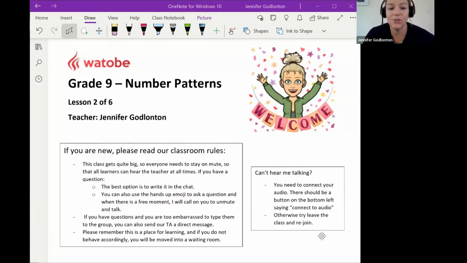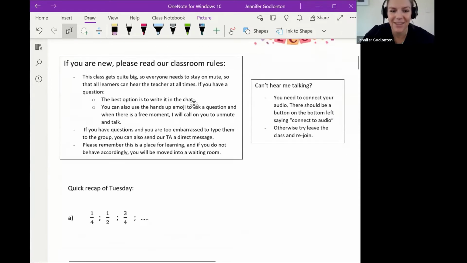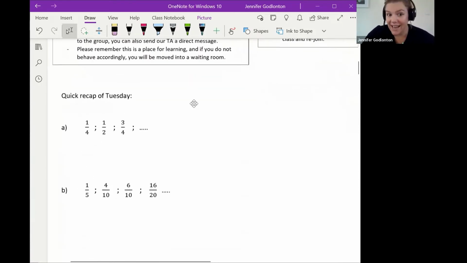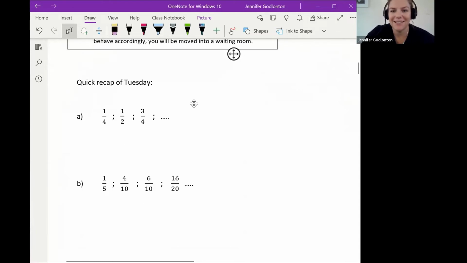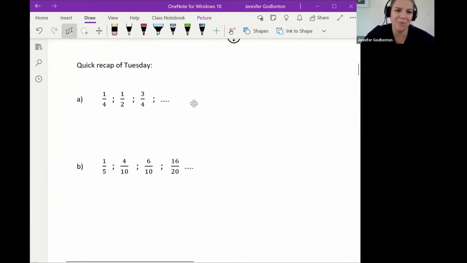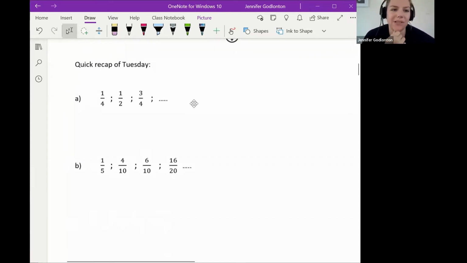We are on lesson 2 of number patterns, so we are just going to keep on moving through them today. All right, let's get going. On Tuesday, we spoke about some special number patterns. Can people tell me what some of the special ones were? What were the names of some of the unique number patterns we spoke about on Tuesday?